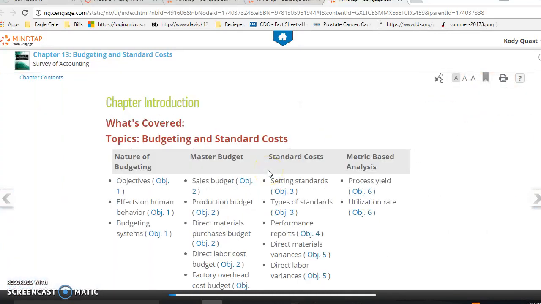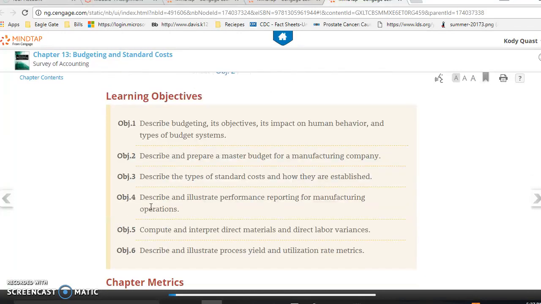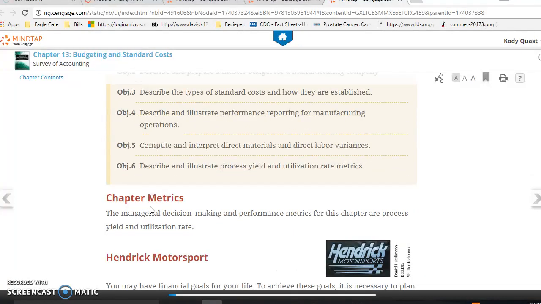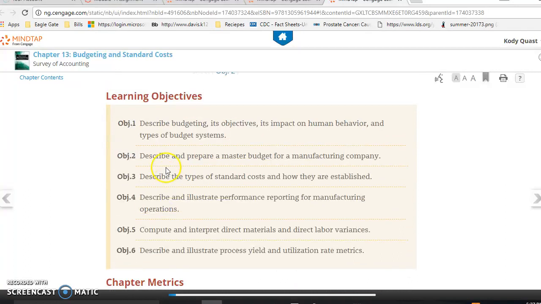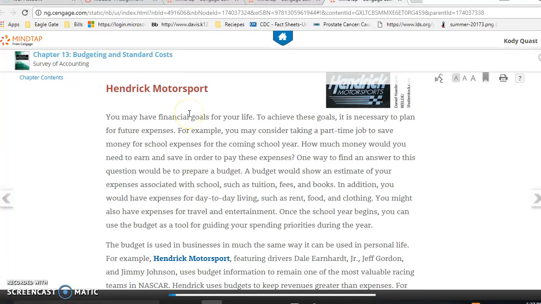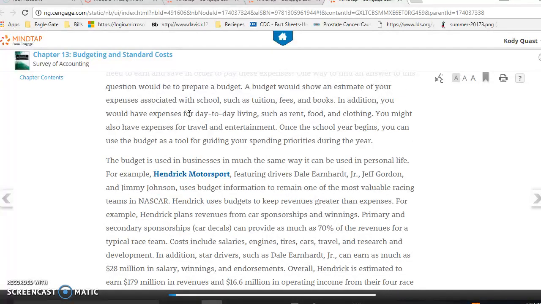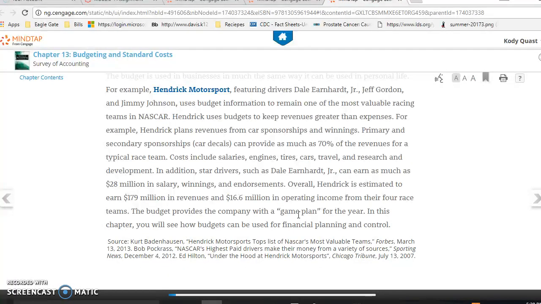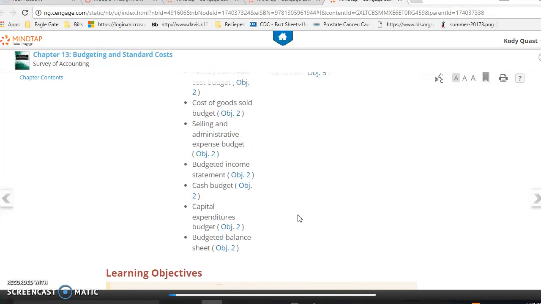So your chapter introduction here is going to talk a little bit about the effects of human behavior. We talked about that, all of your different budgeting systems. With these chapters, one of the good things I like is that it has the learning objectives. That's going to give you a preview of what you're going to be learning. And then it will start out with an example here. On this one, it has Hendrick Motorsports. They're a famous NASCAR company, and it talks about primary and secondary sponsorships and the revenues that they bring in and how it affects their budgets and all of that.